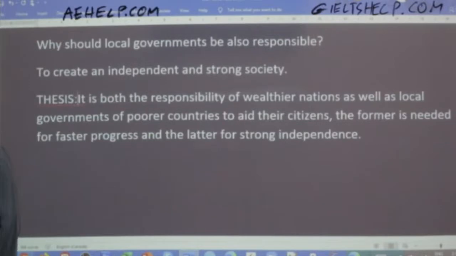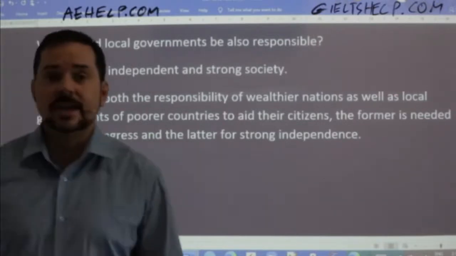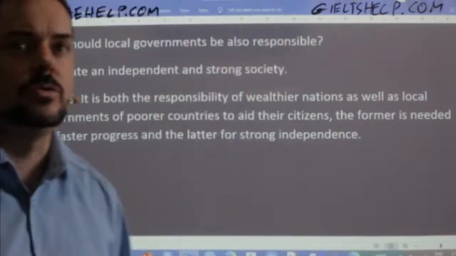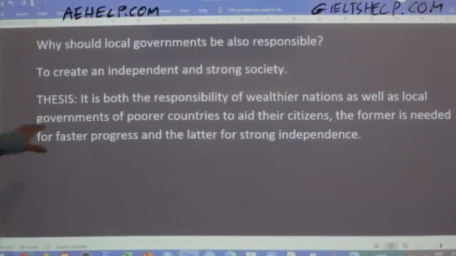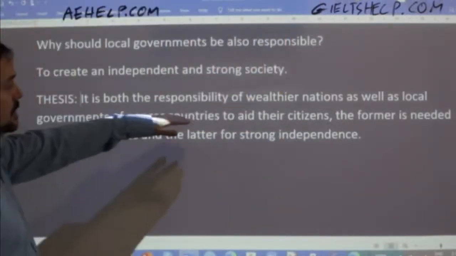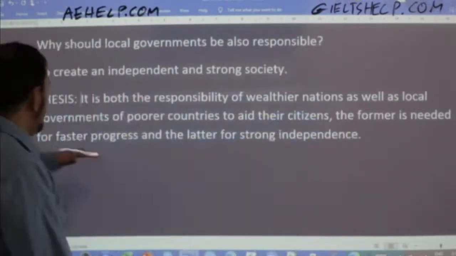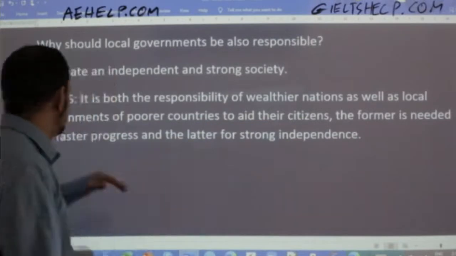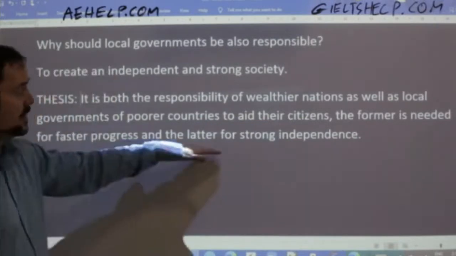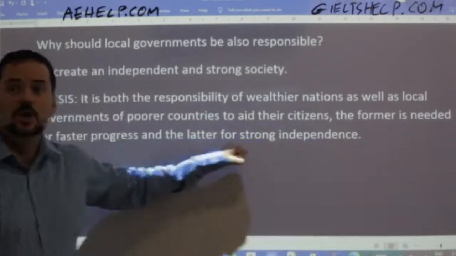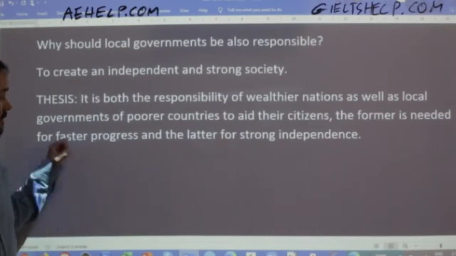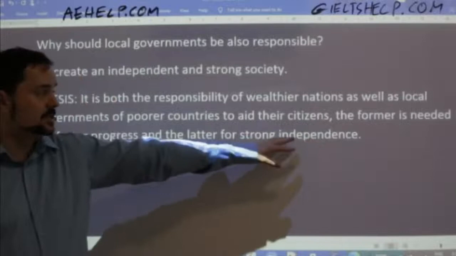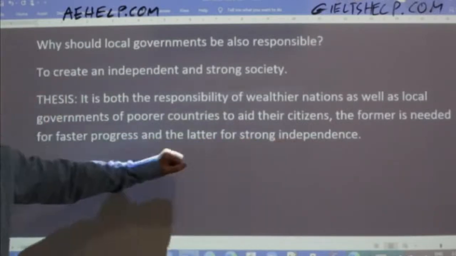And you can, of course, come up with this very, very quickly when you have taken the right steps. So thesis, it is both the responsibility of wealthier nations as well as local governments of poorer countries to aid their citizens. The former is needed for faster progress and the latter for strong independence. Notice the parallel grammar: faster progress, strong independence, okay? Not just independence, all right?